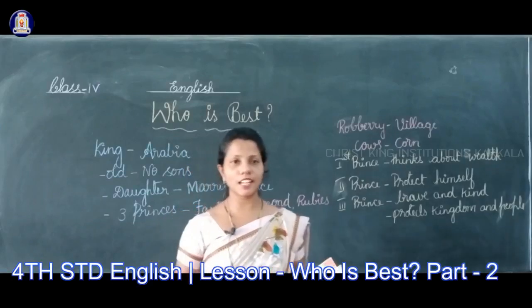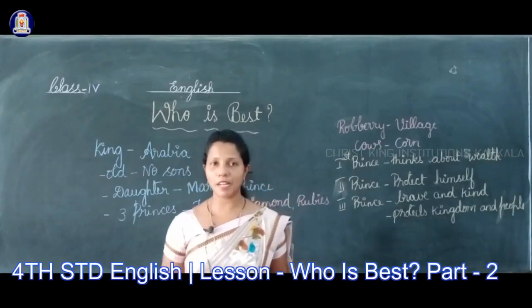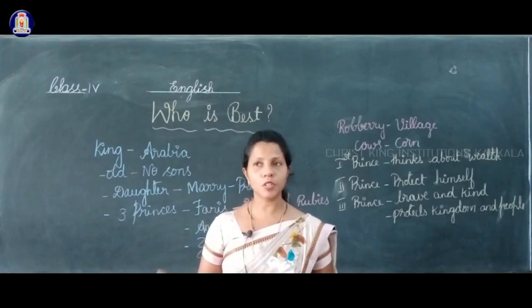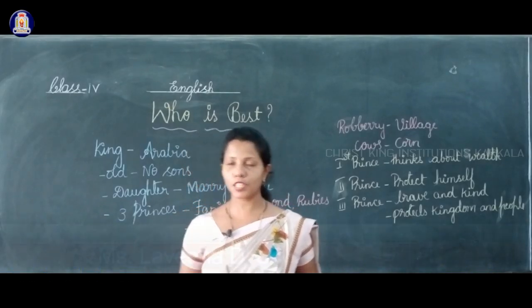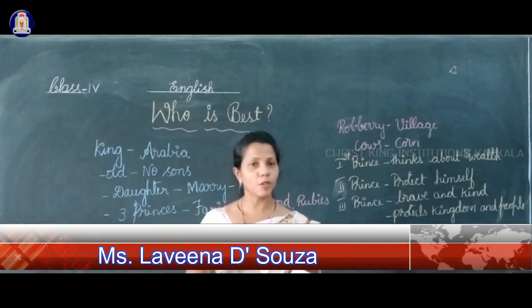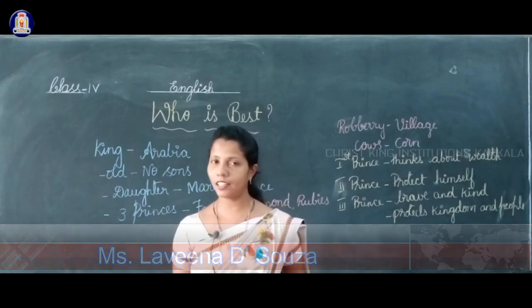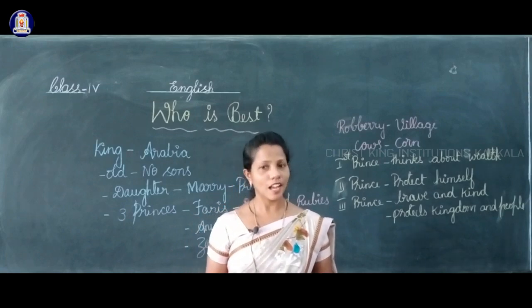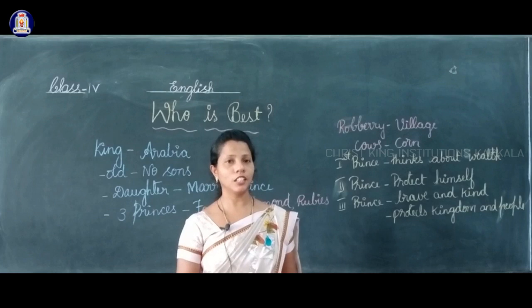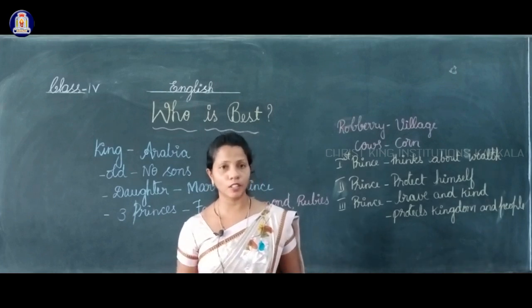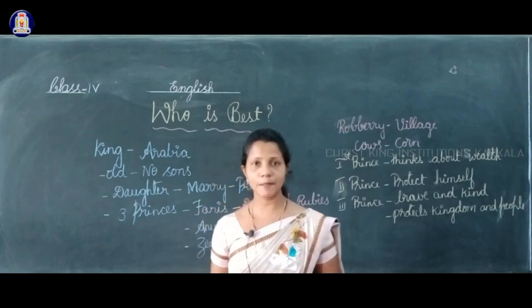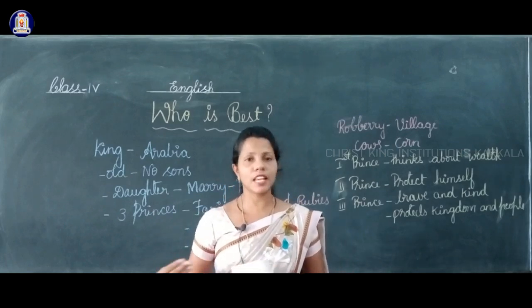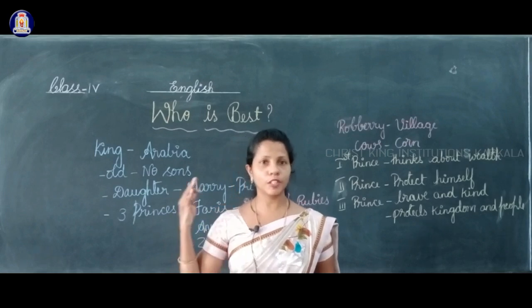So in the previous class, I just summarized the lesson. Who is best? Now who was there in the story and what was the story about? Yes, it was about an old king who had an only daughter and no sons, and the king wanted to give his daughter to a prince who thinks about the welfare of the kingdom as well as its people. So you remember, right?